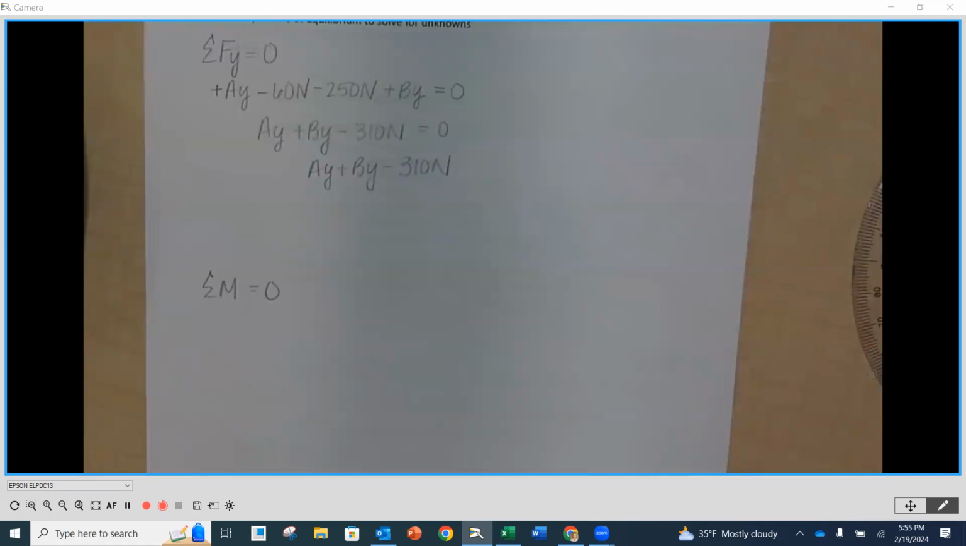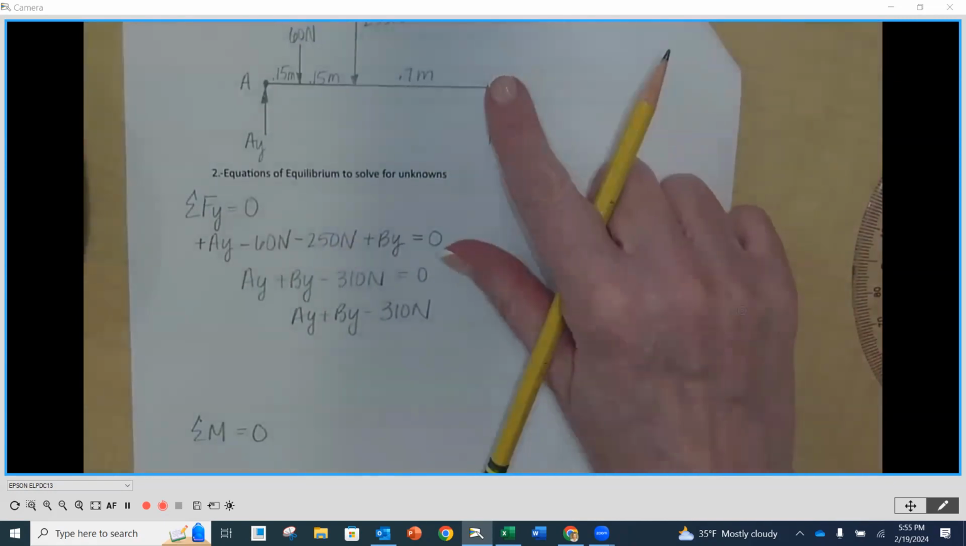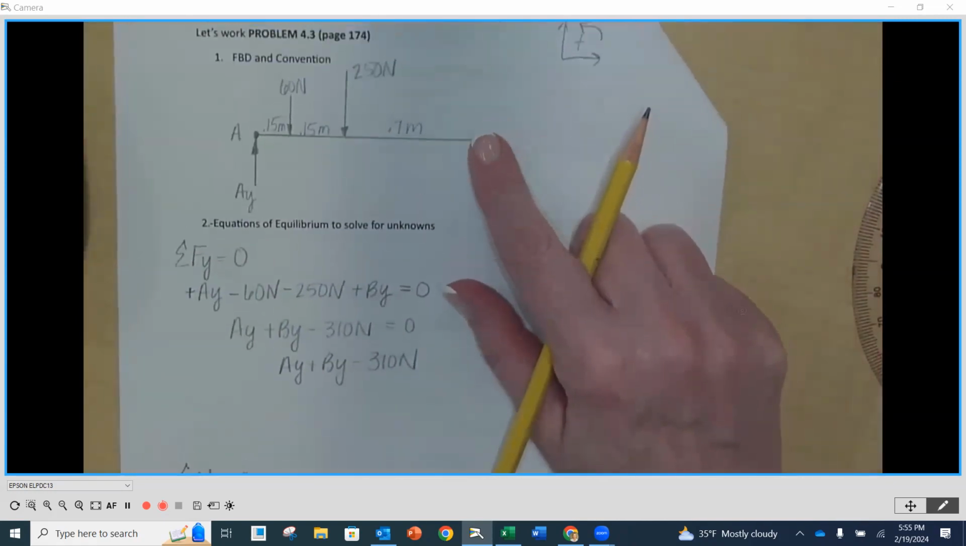All right, I changed my mind. We're going to go around B. If you went around A, that's okay. Actually, I'm kind of doing this on purpose. If you went around A, you would have solved for BY. I'm going to go around B and we're going to solve for AY because I'm going to show you that no matter which way you do it, you're going to end up with the same answer. I'm going to put my finger on B so that BY is out of my equation.